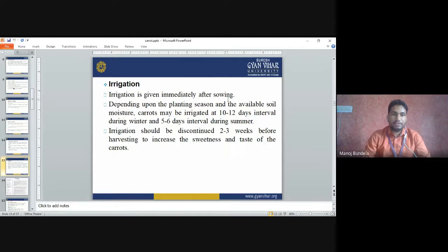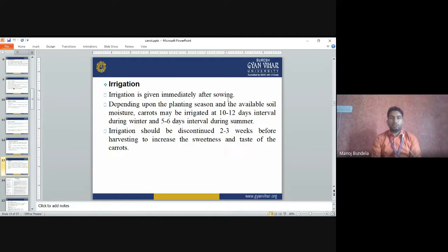Irrigation: irrigation is given immediately after sowing, depending upon the planting season and available soil moisture. Carrot may be irrigated at 10 to 12 days interval. In the summer months the interval is 10 to 12 days, and in winter we have to apply at 5 to 6 days interval. More irrigation is required in summer.